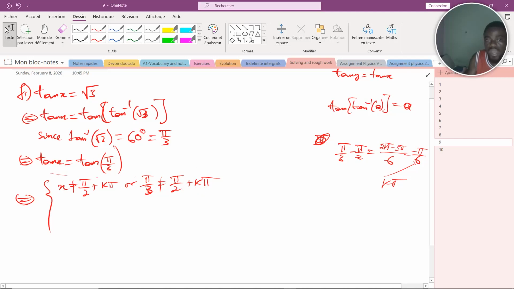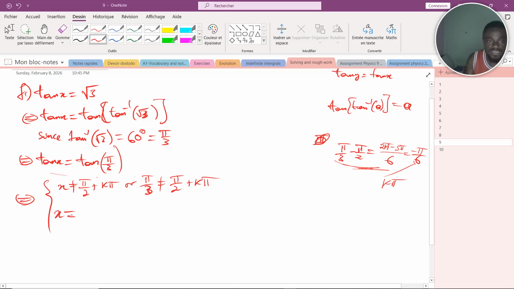You just do pi on 3 minus, when this pi on 2 comes here, minus this pi on 2. Is the result giving you a multiple of pi? No, the result is not giving you a multiple of pi. This is how you test it in your rough work. So x different from pi on 2 plus k pi, or pi on 3 different from this.